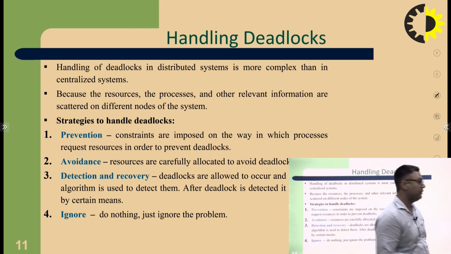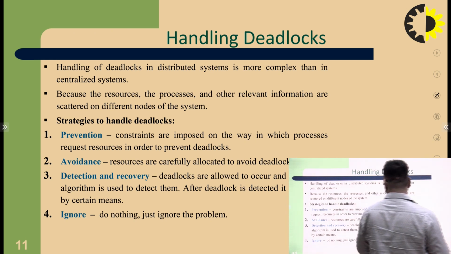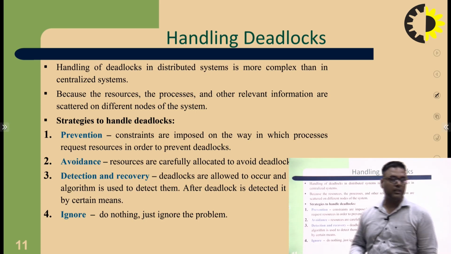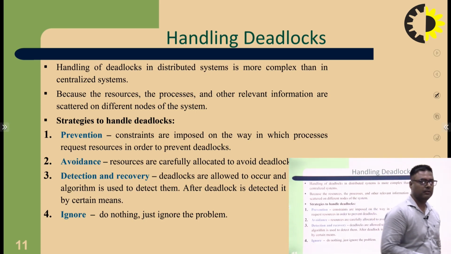Detection and recovery is the major point: detecting the deadlock condition. Deadlocks are allowed to occur, and a detection algorithm is used to detect them. After the deadlock is detected, it is resolved by certain means. Next, ignorance.